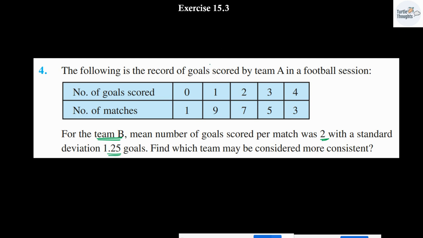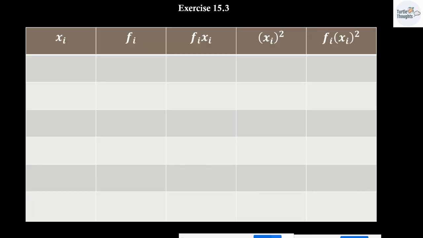But for team A, they have not given. So I need to find out for team A. Then I have to compare both of them. On comparing the coefficient of variability for team A and team B, I can find out which is going to be more consistent, right? For doing the same, I will be needing a table: xi, fi, xi whole square, fi multiplied by xi whole square.